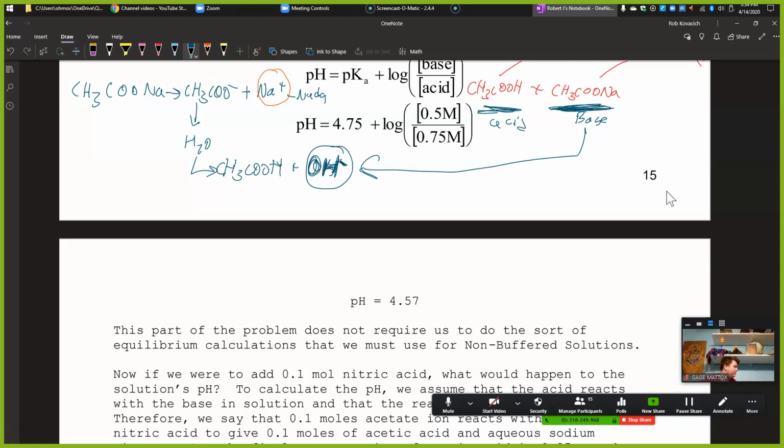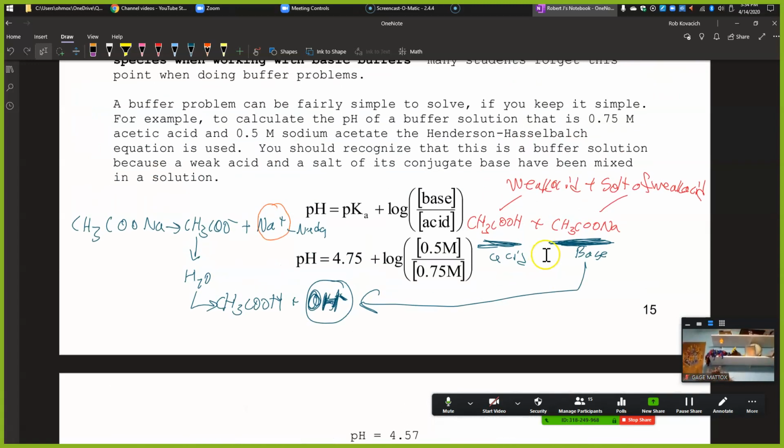It's a buffer because they just counteract each other. Okay. So a quick calculation for this. How do I figure out what the pH of this buffer that's given to us in this problem? So I was told that I've got 0.75 molar acetic acid and 0.5 molar sodium acetate. Awesome. Okay, so I need to know the pKa.